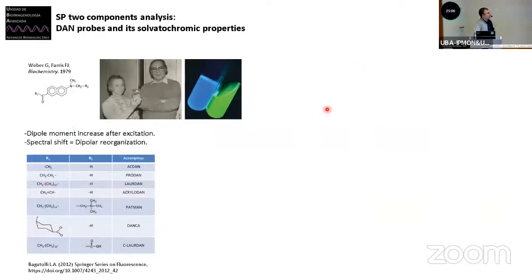So the first application that I want to mention is the study of the photophysics of this probe, which is the dimethylamino naphthalene probes, a dye synthesized by Gregorio Weber and Faye Ferris. And they showed us this dye yesterday. And this dye is so powerful that just with your eyes, you can see a molecular process at a nanometric level.